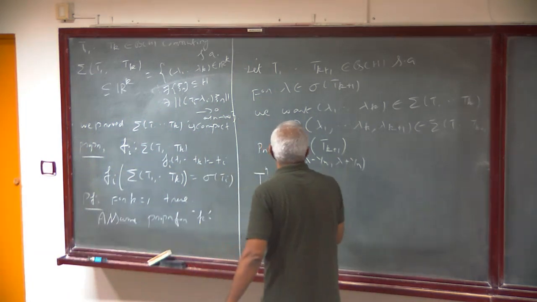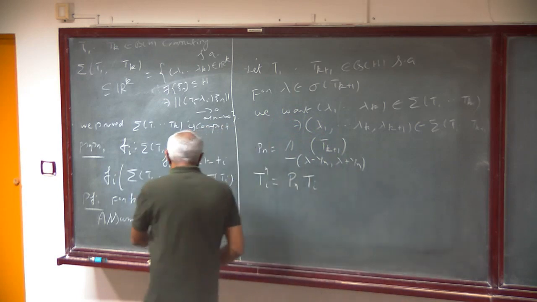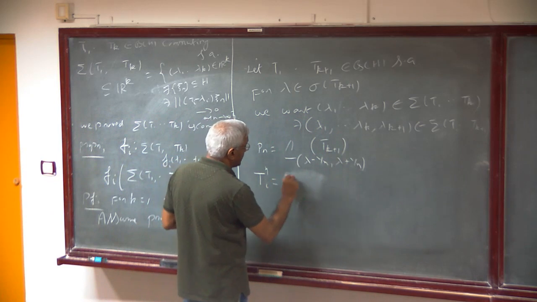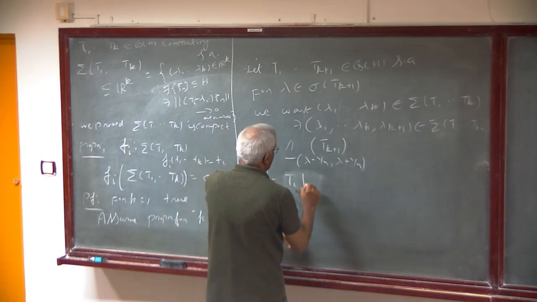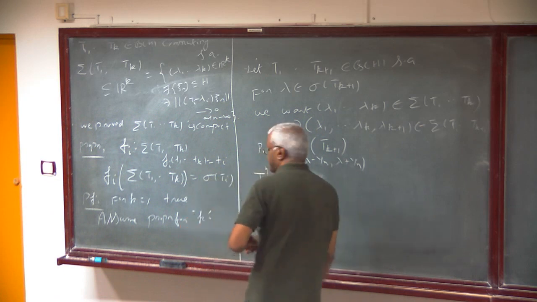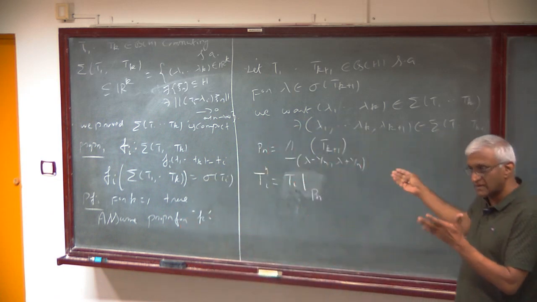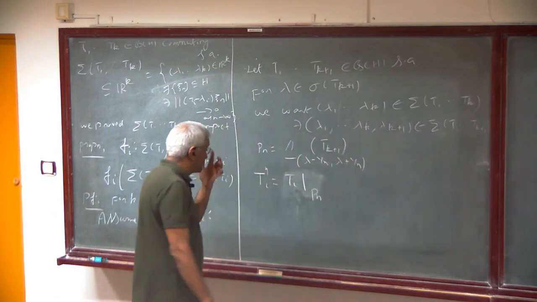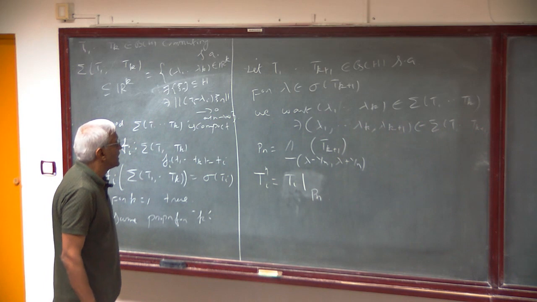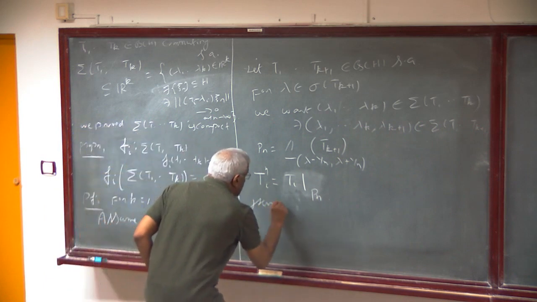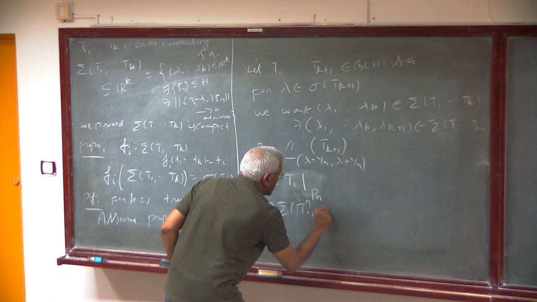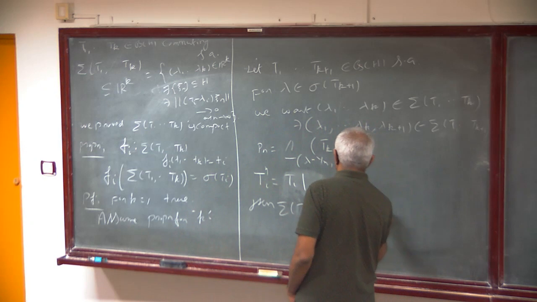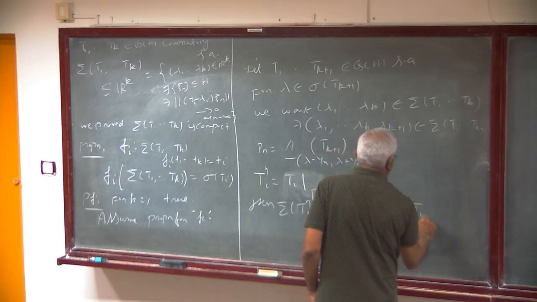Tni is just Ti restricted to the space Pn. You consider this an operator on the range of Pn. Then the claim is that the joint spectrum of Tn1 to Tnk is contained in the joint spectrum of T1 to Tk.